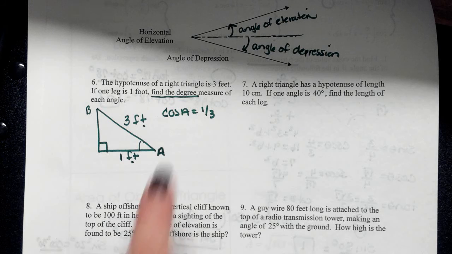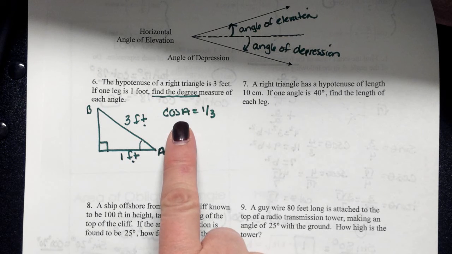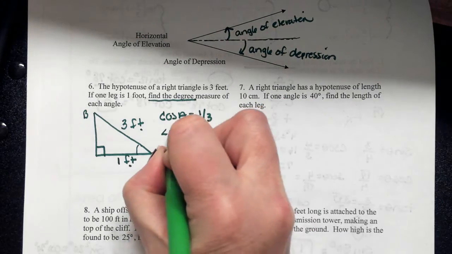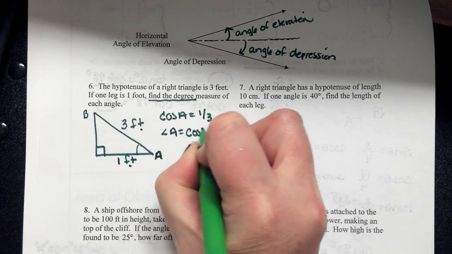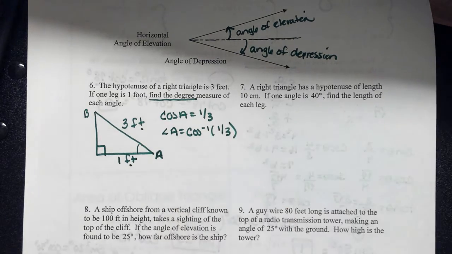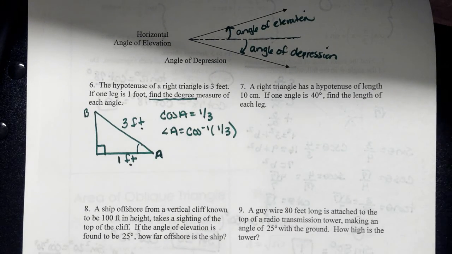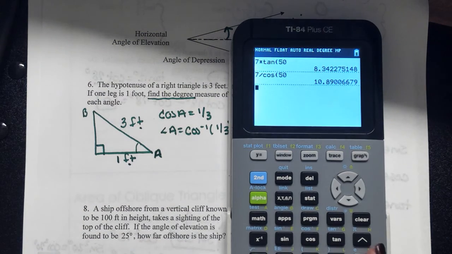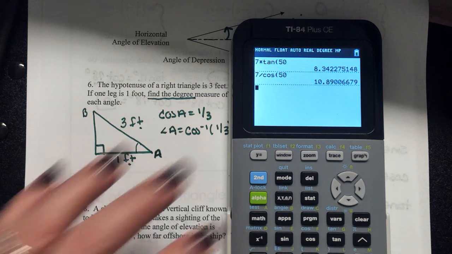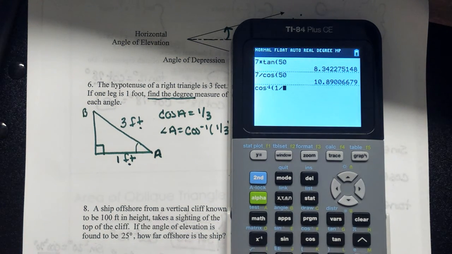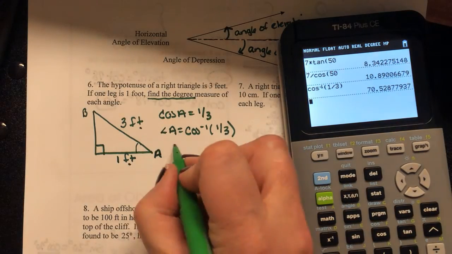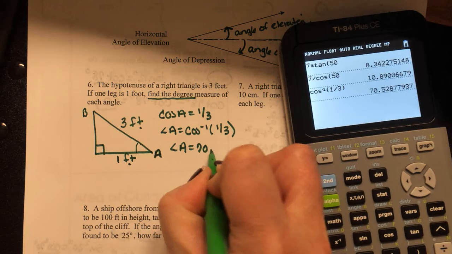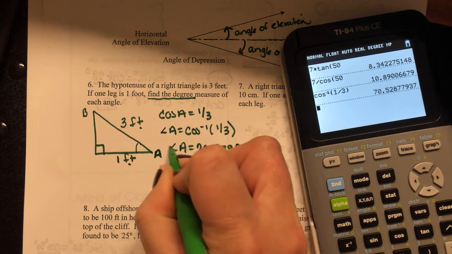So now, before break, we took our test on inverses. Remember, to solve for angles, we have the inverse. So to solve for angle A, we're going to do that inverse cosine of 1/3. Remind me again on your calculators, where's the inverse function? Where's the inverse cosine? Second cosine. So I'll just hit second cosine of 1/3. So 70.529 degrees. Don't forget your degree symbol.